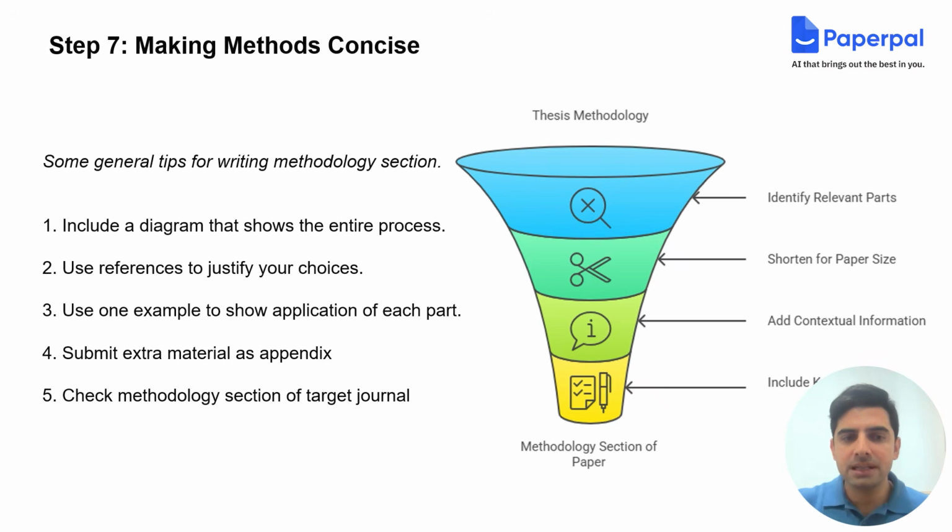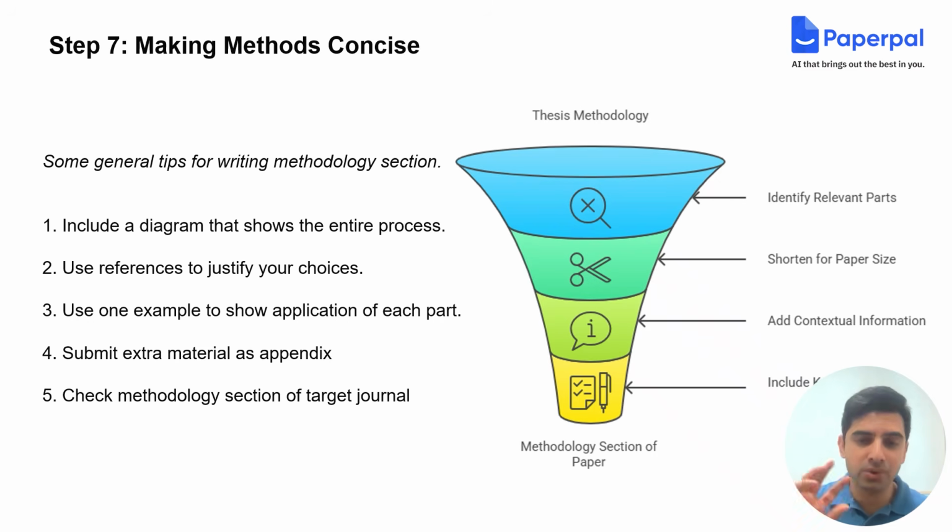Methodology section. A few tips for that one: try to include a diagram that shows the whole process of how you conducted this research. Then methodological choices need to be justified. For example, if you have picked a data set, just provide a reference for why you have picked that data set. Then an exemplar, which I've seen in some papers. If possible, it is really easy to see how an output is produced against an input. Then if you have some extra material, you put it in an appendix.